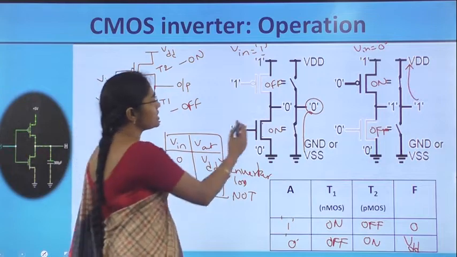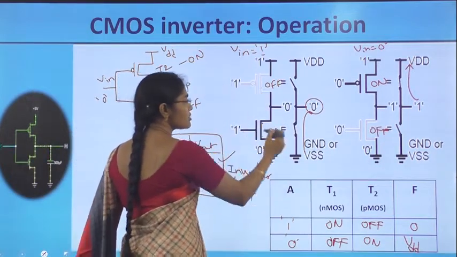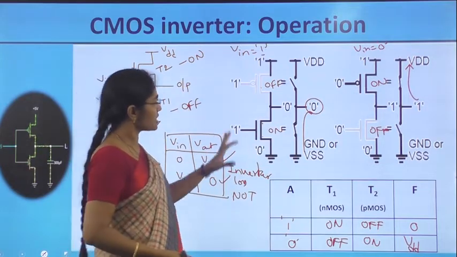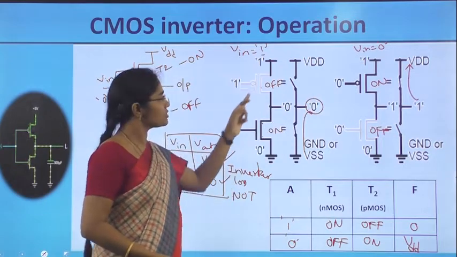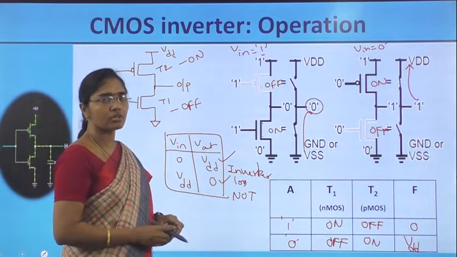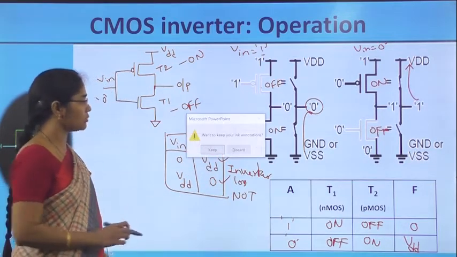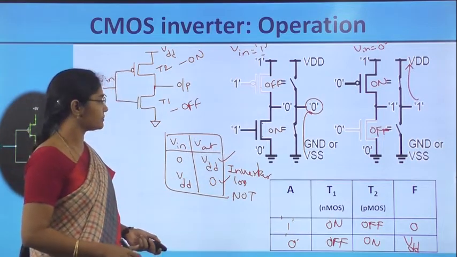And in these two cases, we can observe that one transistor is on for one type of the input. For logic 1, pull down on. For logic 0, pull up on. So there is no rail to rail connection for both inputs. Therefore, static power dissipation is 0 in this inverter. So static power is 0 in this inverter.